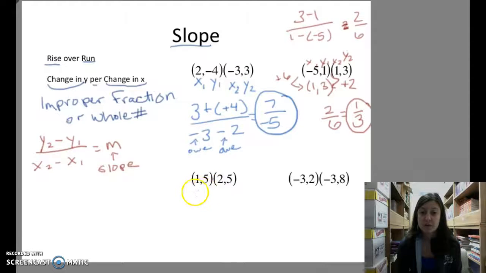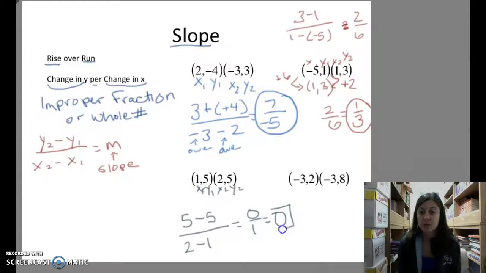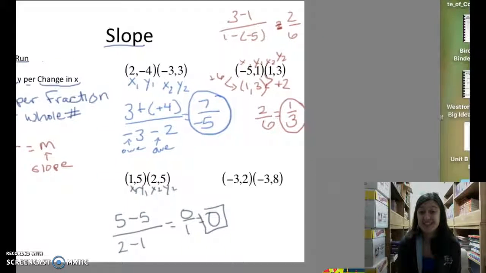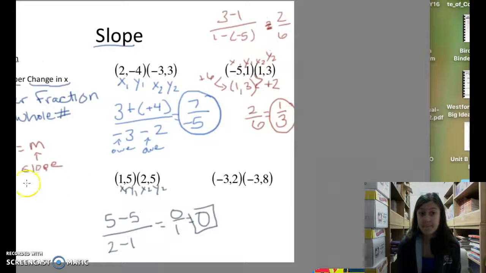Here we go. I'm going to do it with the formula. x1, y1, x2, y2. 5 minus 5 over 2 minus 1. 0 over 1 equals 0. That's important. Your answer is actually 0 here because 0 is on the top.